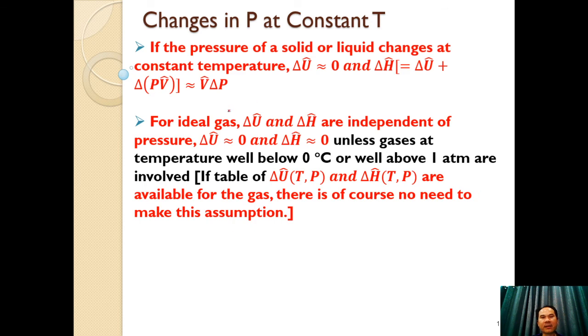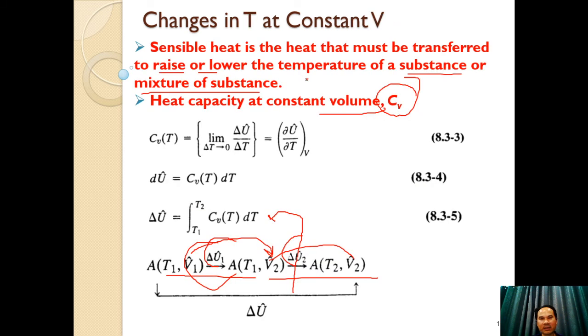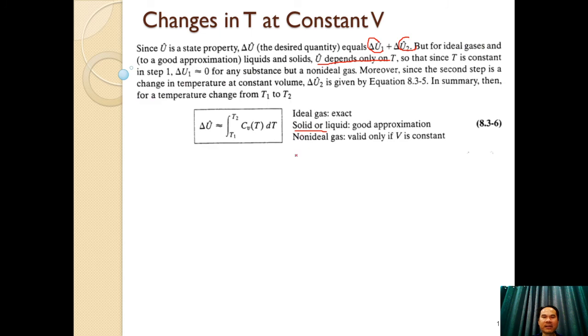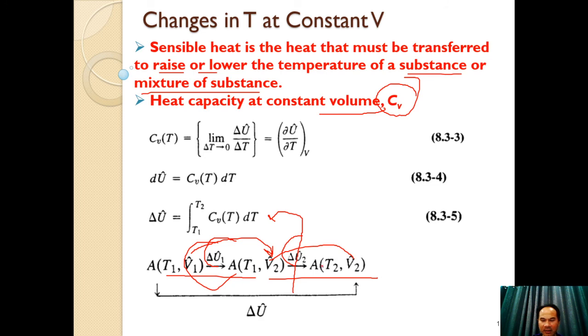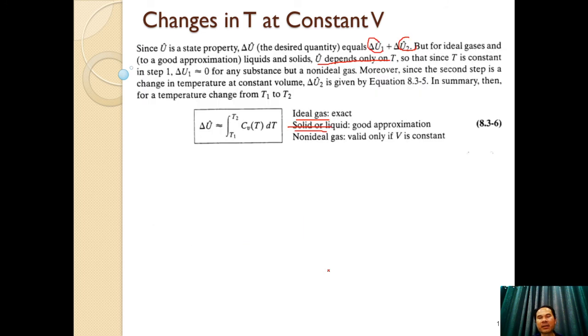It's the same for liquid and solid. That's right. At constant pressure, we change. Delta U equal to 0. The same. For this case, delta U is equal to the integral of Cv dT for ideal gas or solid and liquid, or delta U equal to 0 for the first step. Equal to 0, you get delta U2, a change in temperature.